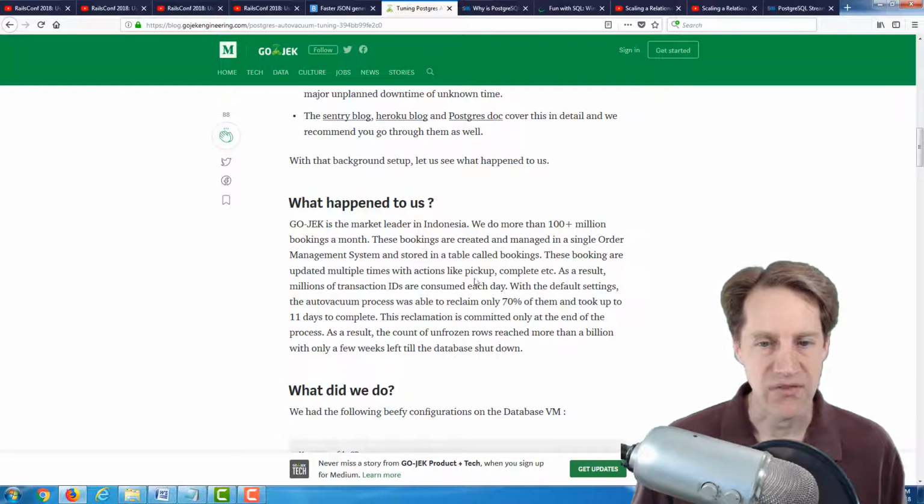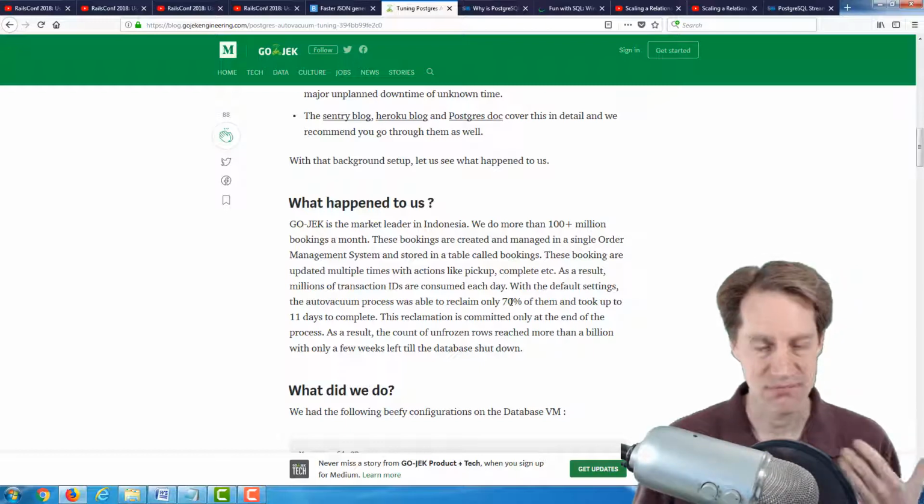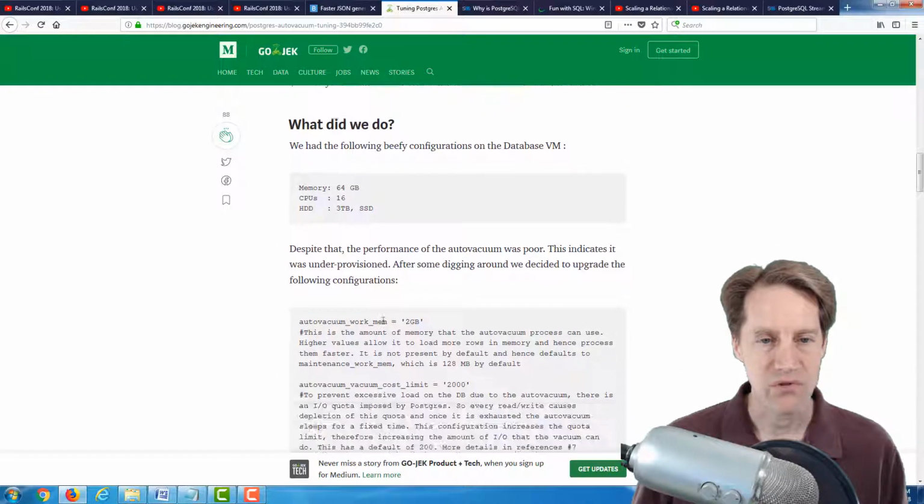Now, they had a heavily written to table where they had millions of transaction IDs being consumed each day in their table. And, quote, "With the default settings, the Autovacuum process was able to reclaim only 70% of them and took up to 11 days to complete." So Autovacuum definitely needs to be tuned in this case. But here they go over what they did.